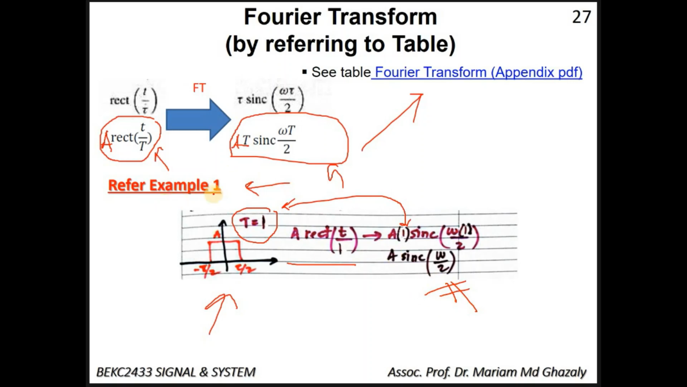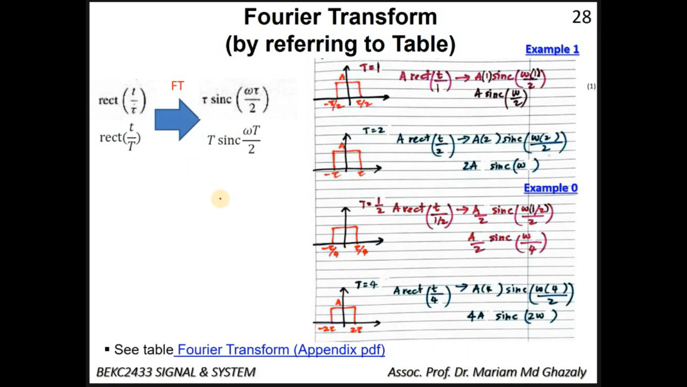If we refer to example 1 that you did in the previous examples, you will get the same final answer. This means you can easily use the Fourier transform table to answer the question, given that they do not say to derive the equation using the Fourier transform equation. So let's look at another example.